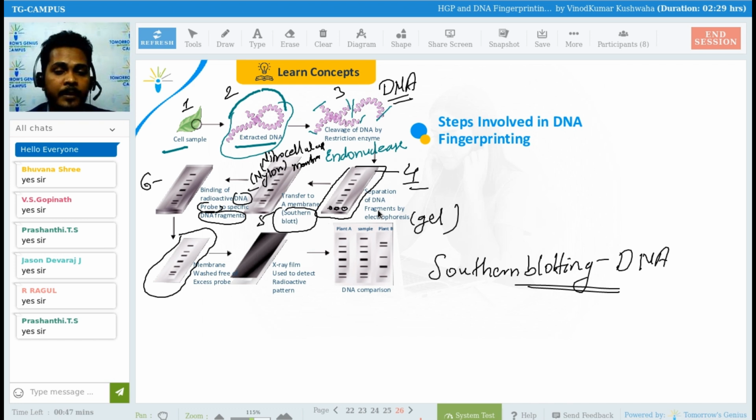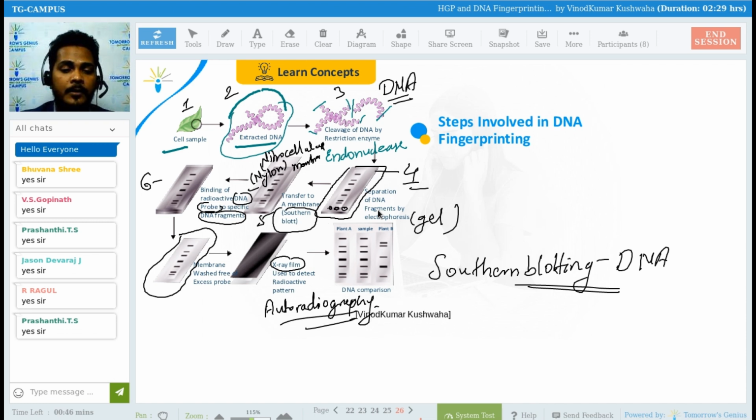When the X-ray film is developed, this is known as autoradiography, because it is based on auto. Initially X-ray film was used to detect the radioactivity, but now it is done by autoradiography. Clear? So this is autoradiography.